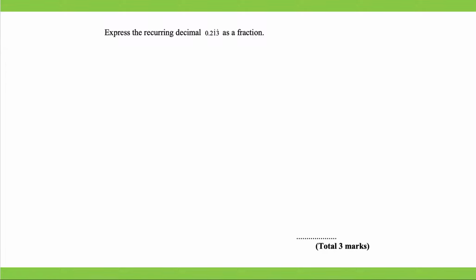Next question, express the recurring decimal 0.213 as a fraction. Over here, let x equal the decimal. It would be 0.213131313 and so on, because you can see the dots are only above 13, so only 13 is recurring.